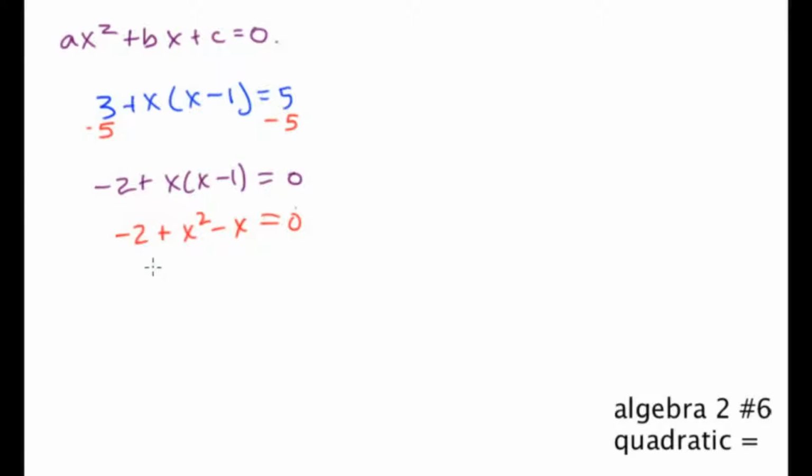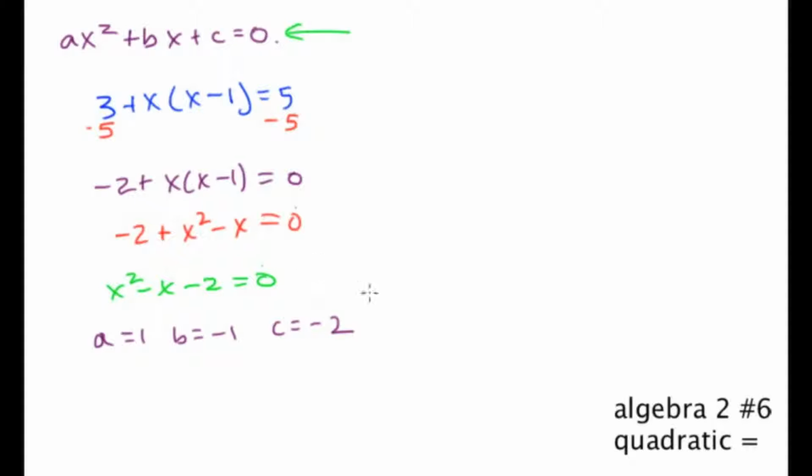After that, I think we're going to just move this constant over here just so that it looks a bit more familiar to this general form right here. So this thing is the standard form, and as we can see here, a is 1, b is negative 1, and c is negative 2.